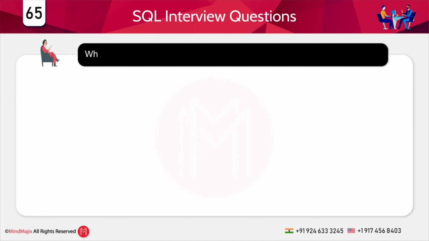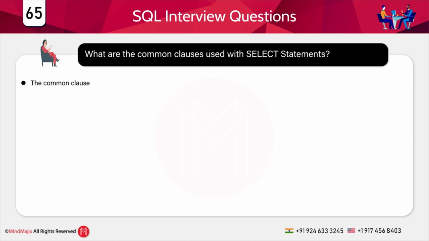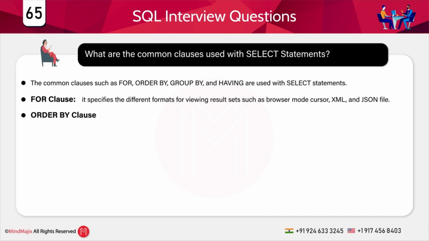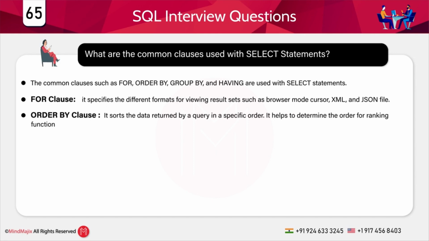The next question is, what are the common clauses used with select statements? The common clauses such as for, order by, group by, and having are used with the select statements. If you talk about the for clause, it specifies the different formats for viewing the result sets such as browser mode cursor, XML, JSON, and so on. Now if you talk about the order by clause, this clause sorts the data which is returned by a query in a specific order. So it helps us to determine the order for ranking functions.